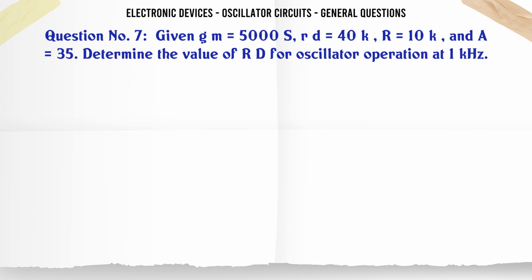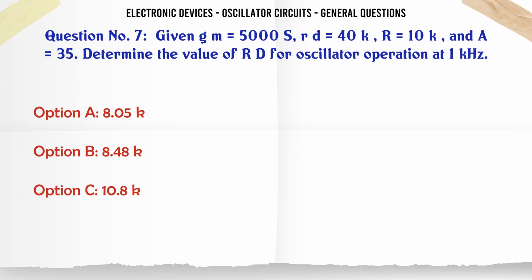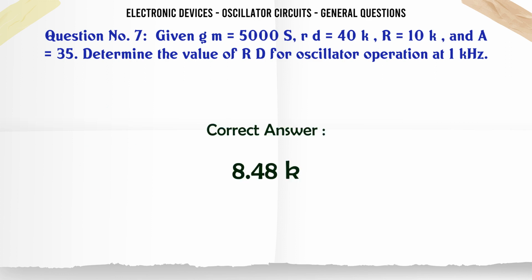Given gm 5000 µS, rd 40k, R 10k and A 35. Determine the value of RD for oscillator operation at 1 kHz. A: 8.05k. B: 8.48k. C: 10.8k. D: 12.3k. The correct answer is 8.48k.